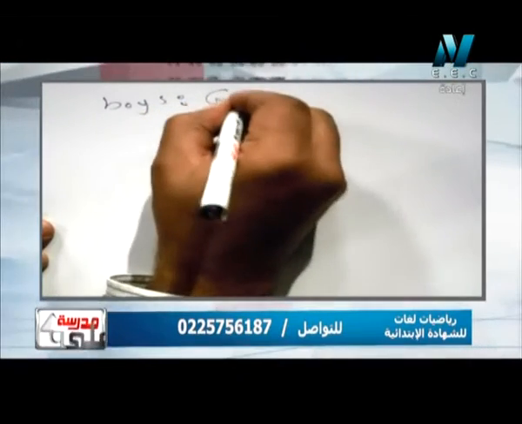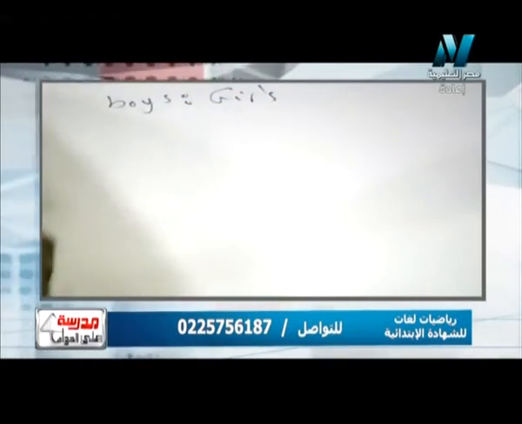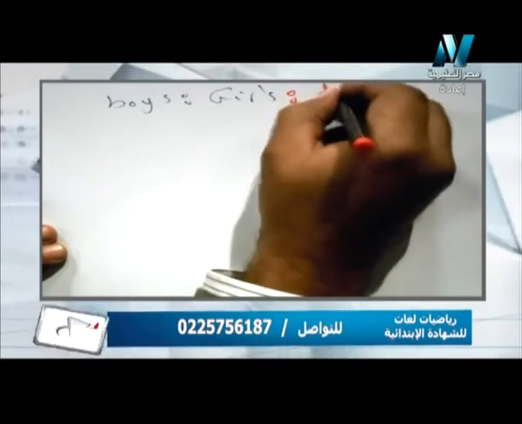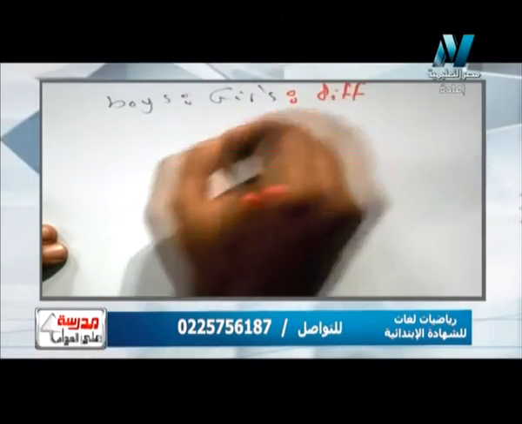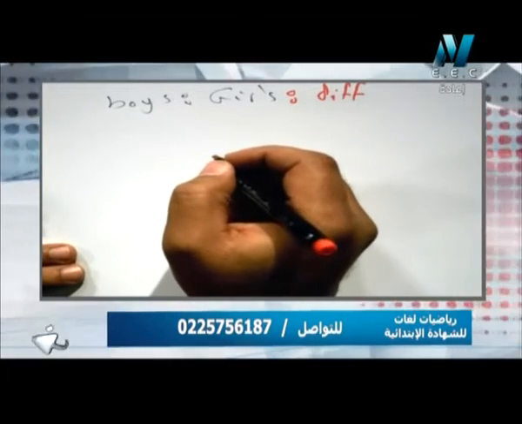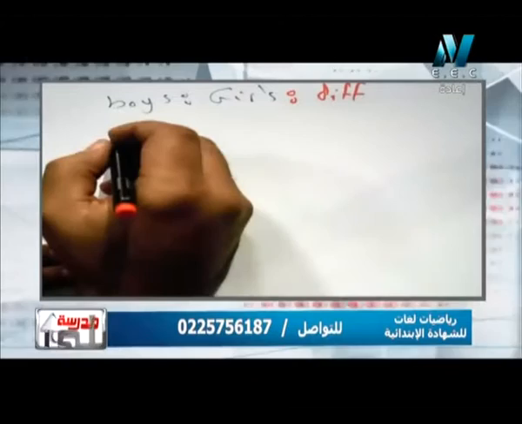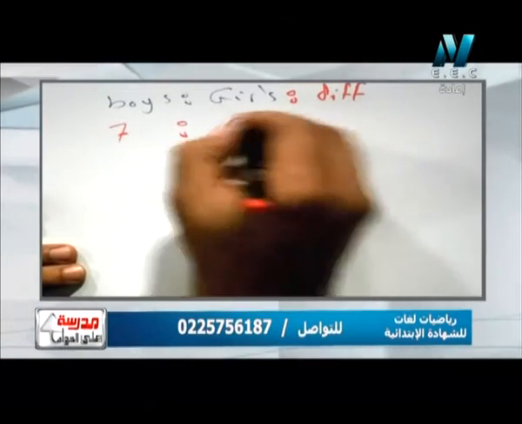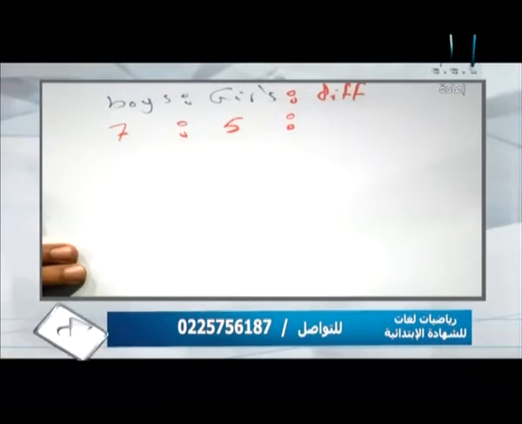Yes, 7 to 5. We have to write that from the beginning. Boys to girls, as we explained before. To what? Excellent. Very good. To difference. Why difference? Because he gives me the real difference between the number of boys and the number of girls. The ratio between them, 7 to what? To 5. Excellent.